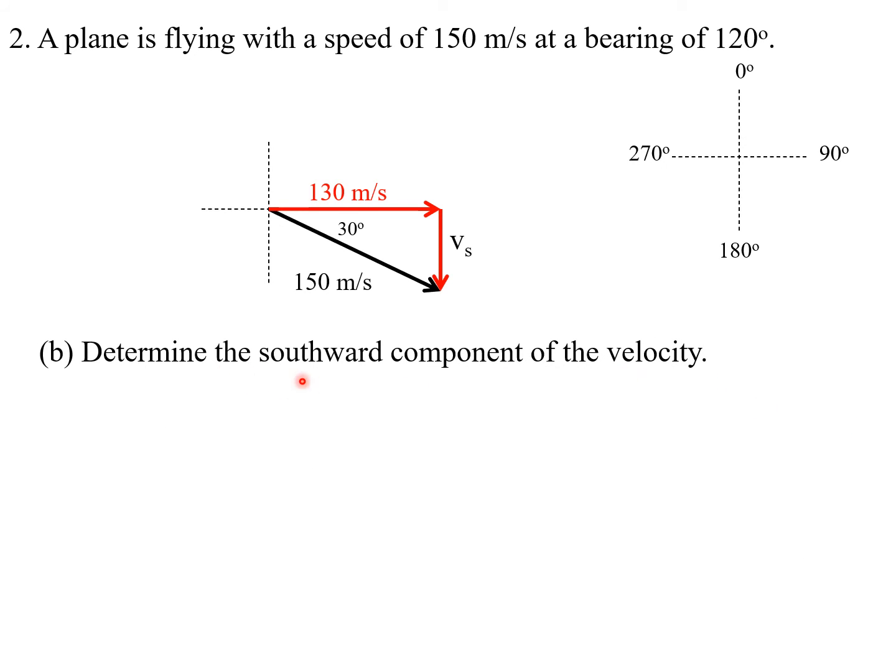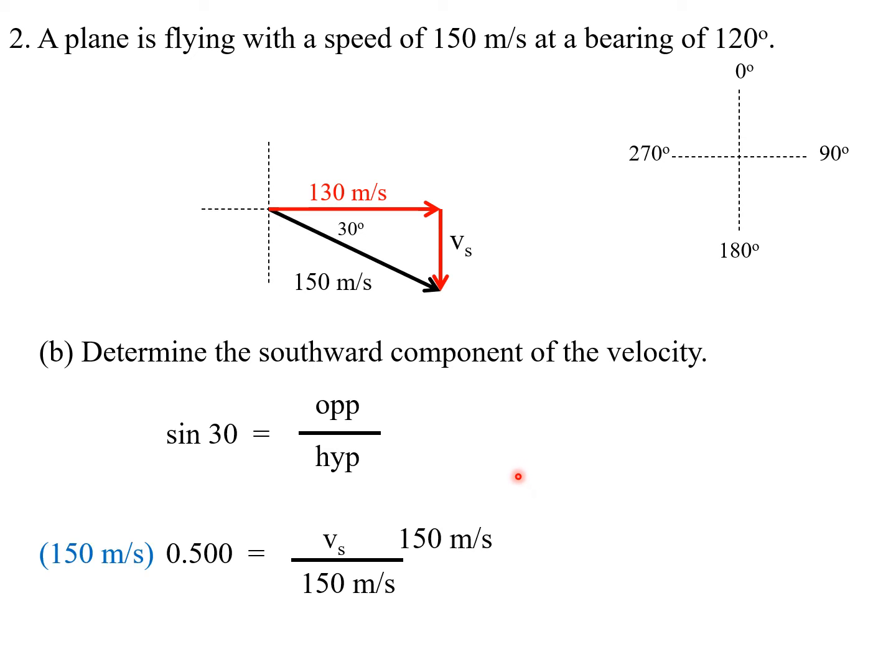All right, now we want to determine the southward component. The southward component is opposite the angle. Opposite and hypotenuse are related by the sine function. So the sine of 30 equals opposite over hypotenuse, v sub s over 150. Multiply both sides by 150, and your calculator will give you an answer of 75 meters per second. Okay, so those are the eastward and southward components of the velocity.